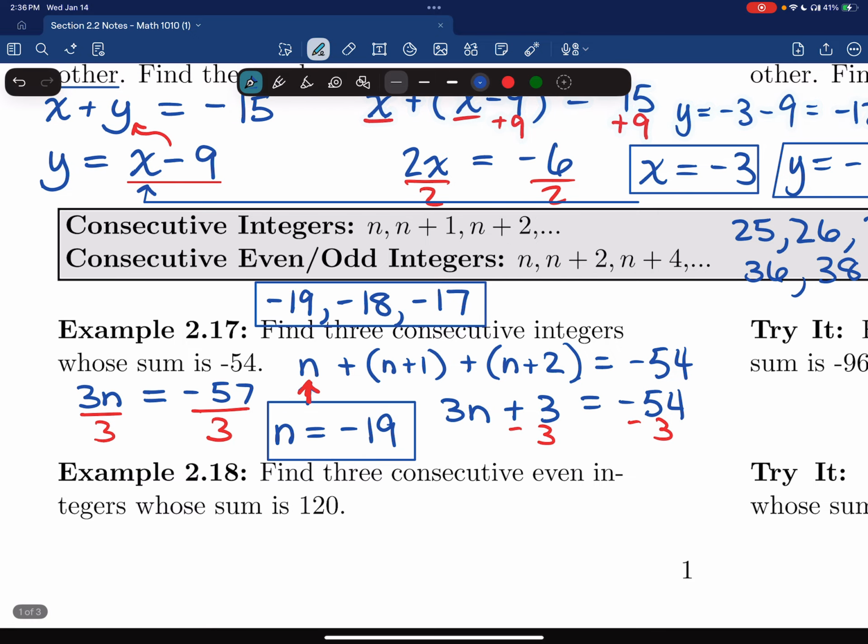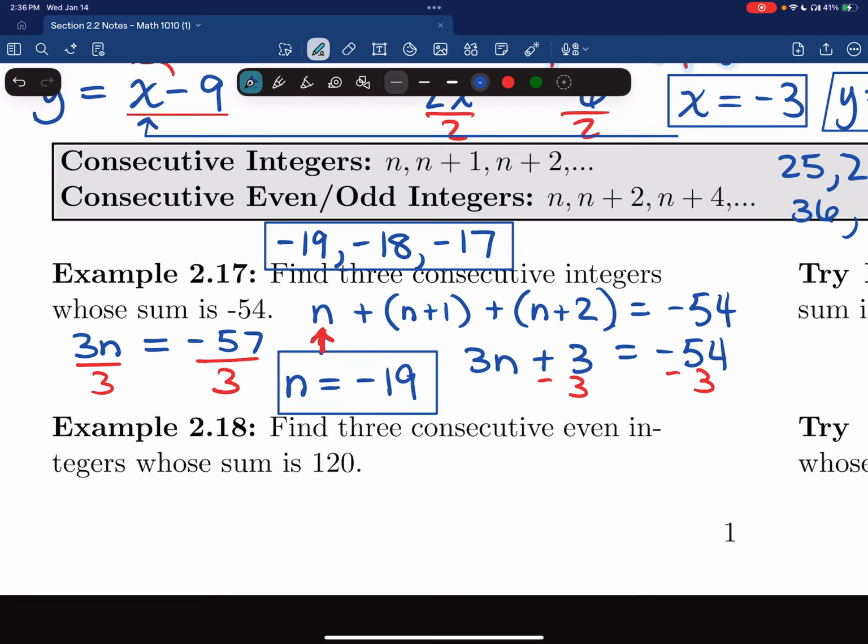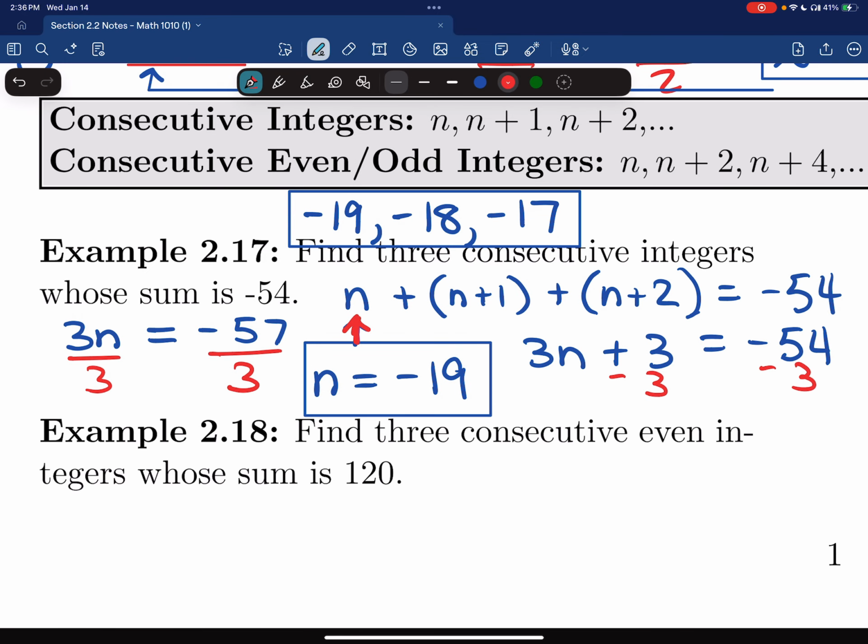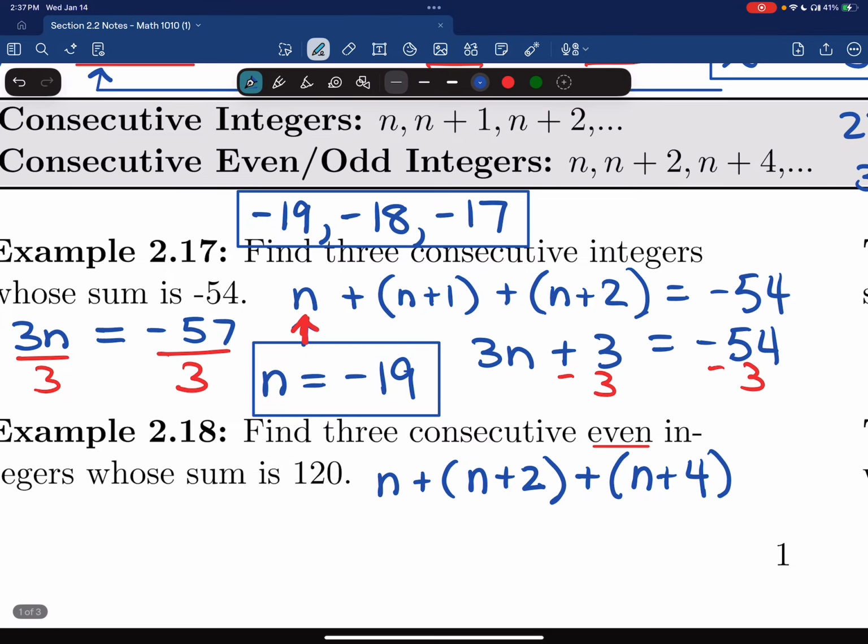Let's try this again. Example 2.18, find 3 consecutive even integers whose sum is 120. One of the keywords here is even. So we can create an equation where we have n plus the next consecutive even integer, n plus 2, plus the next even consecutive integer, n plus 4. Okay, so even means that we increase by 2 every time, or odd means that we increase by 2 every time. Now, this expression that I just created will have to equal 120. Their sum is 120.